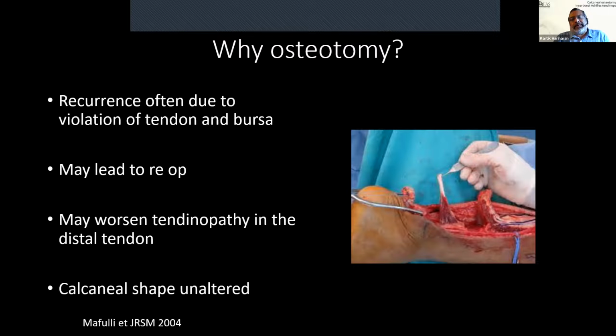So why an osteotomy? Some of this might be repetition, but you often find with pure soft tissue procedures, recurrence is often due to the significant soft tissue violation that occurs when you attempt a soft tissue procedure, and often leads to multiple surgical reoperations. The detachment of the tendo-Achilles has been shown to actually worsen tendinopathy by the trauma that you cause in the distal part of the tendon. And of course, if you do have a morphological variation of the shape of the os calcis, then when you do a soft tissue procedure, you haven't done anything to alter the shape and make it more normal.